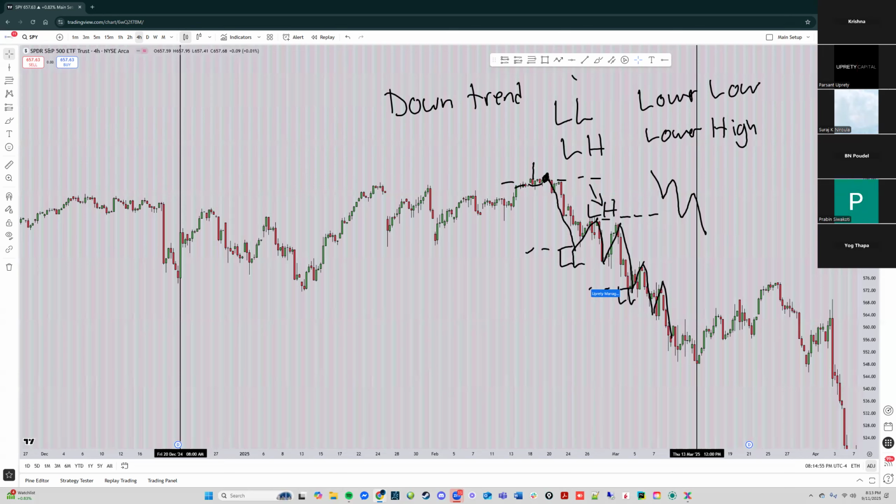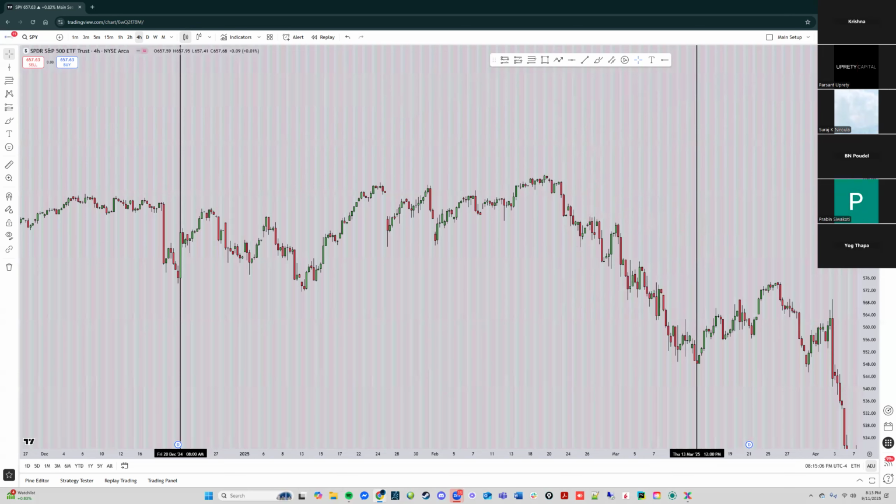Why is this a lower low? Because this low is lower than this low. This is a lower high. Why? Because it's lower than this last high. This proves to us that we are in a downtrend. That's how you get your verification that something is in a downtrend.